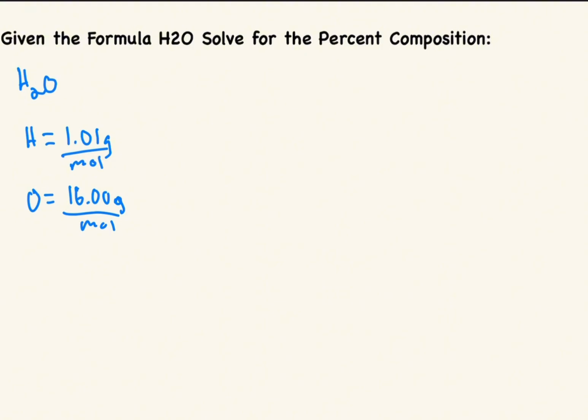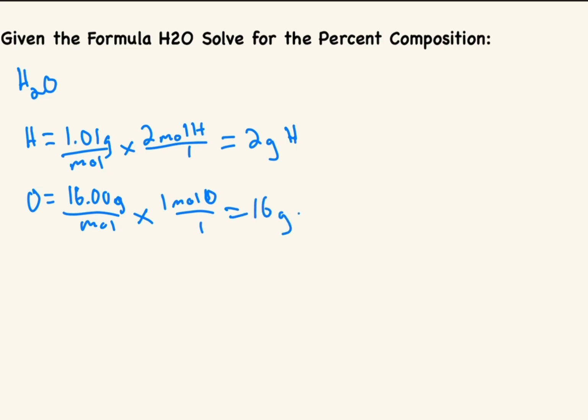And then in order to find what percentage it makes up, we need to multiply that by however many moles of it there are. So there's 2 moles of hydrogen, which would give us 2 grams of hydrogen. And then we have 16 grams of oxygen, and there's only 1 mole of oxygen. So this would just give us 16 grams and 2 grams. And you're like, okay, that's not a percentage. How do I find the percentage? What you're going to have to do is add these two, because that's going to be the total mass of the H2O molecule. So it's going to be 18 grams.